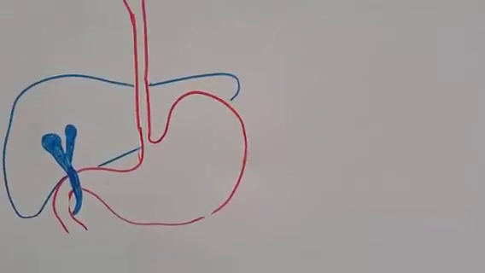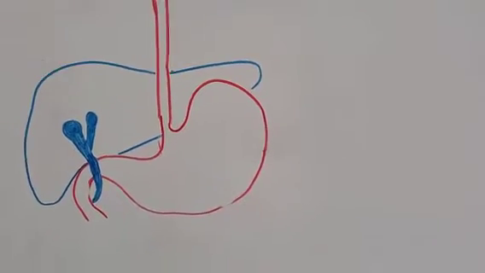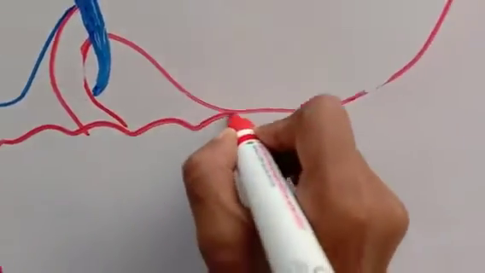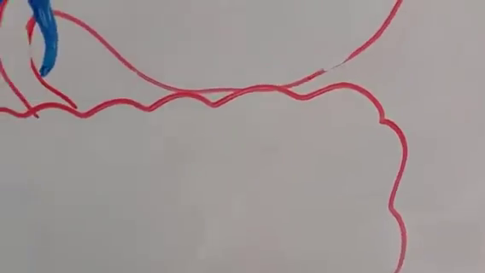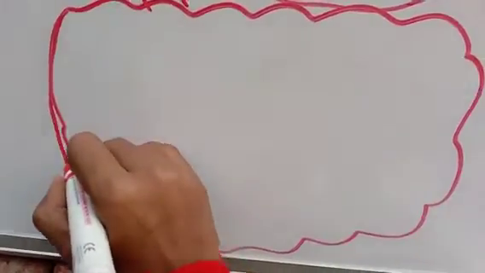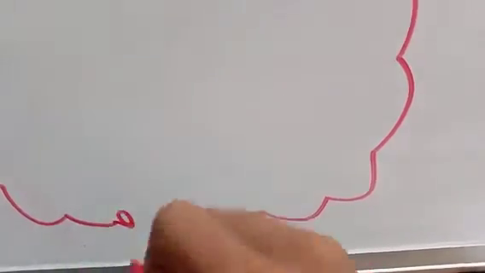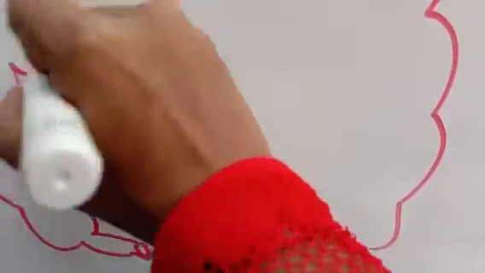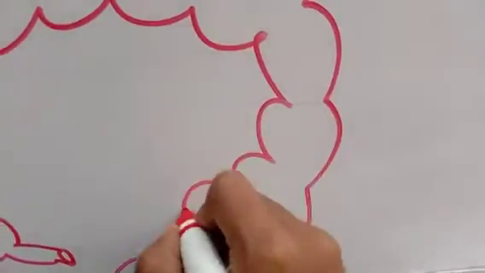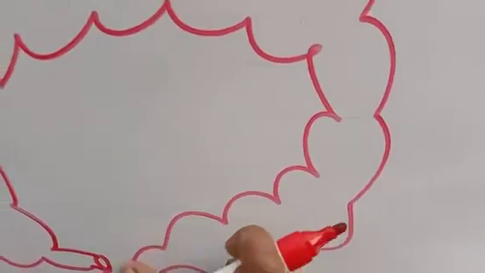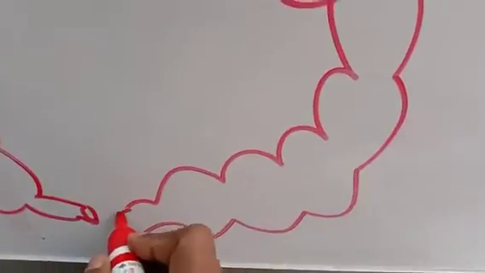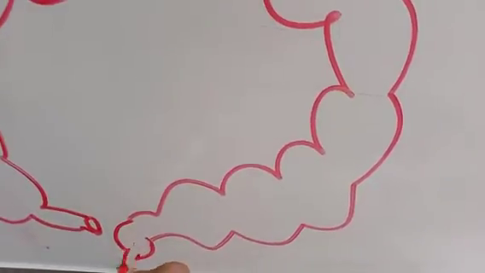Now third is the intestines. Large intestine and small intestine. There are two types of intestine, large intestine and small intestine. Okay, then make like this. Complete the large intestine. Inside the large intestine, at the last, what you have to do? Make the rectum and then the anus, like this.